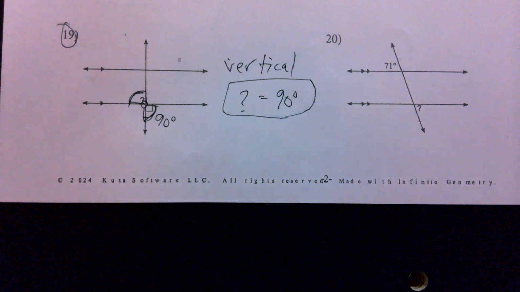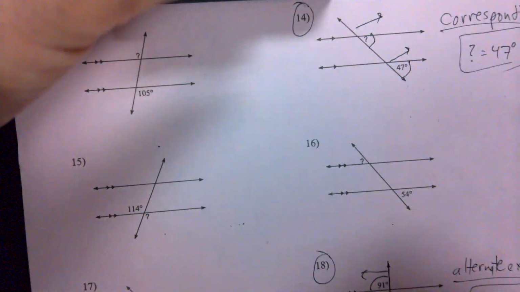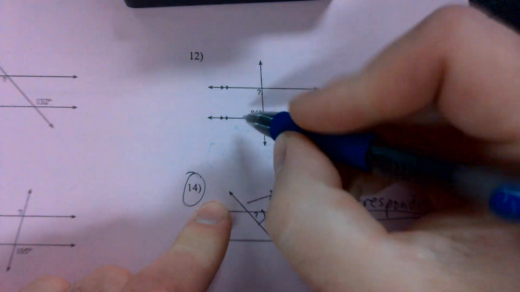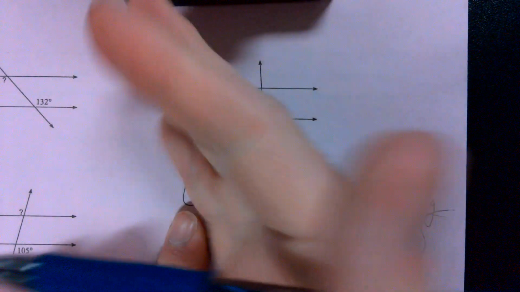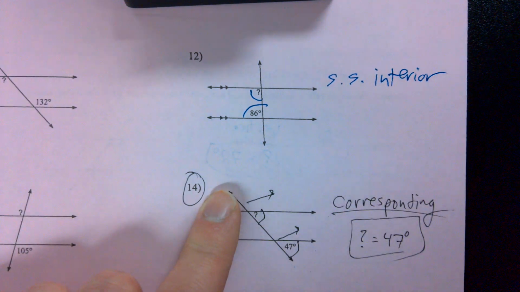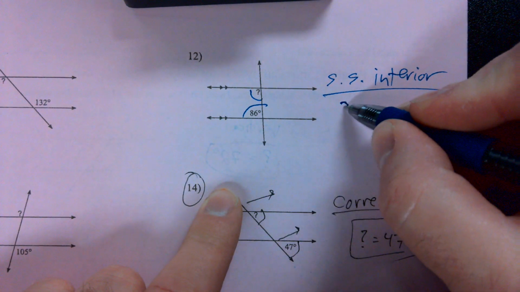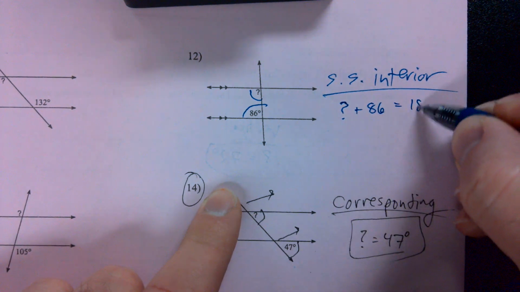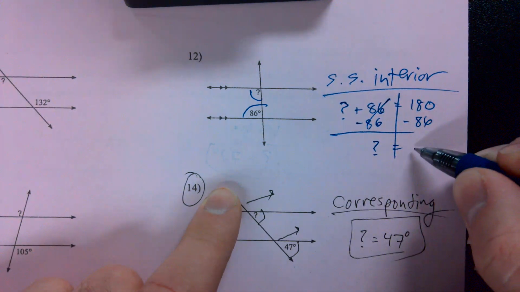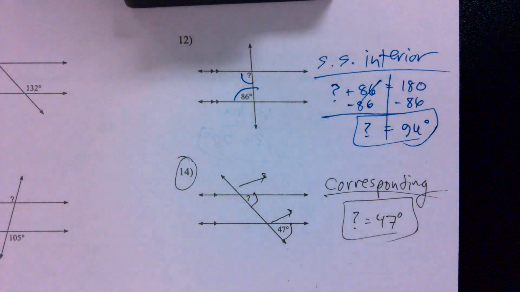And again, the only time we have to actually add these angles and set them equal to 180 is when we have something like number 12. If they're both squished in the middle of my parallel lines and they're both on the same side, that's same side interior. These angles are supplementary. So question mark plus 86 equals 180. Like we just did in the warm-up, we subtract 86 from both sides and get 94 degrees. There's a little extra one for us, number 12. Check that out. Make sure you got that right.